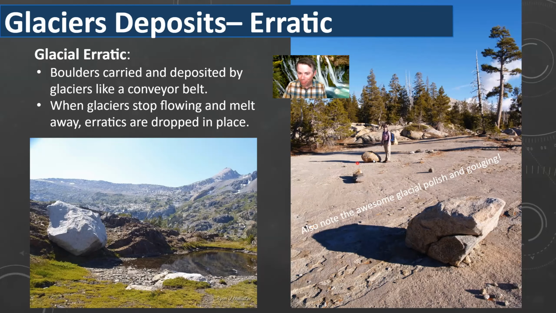And then if you have these big boulders that look like they're kind of out of place, these are what we call glacial erratics. These are boulders that were carried and deposited by glaciers like a conveyor belt. When those glaciers melted and stopped flowing, the big rocks they were carrying just boop, sat down on the ground. In some places in the Sierra it's really obvious, because you have big white granite boulders sitting next to metamorphic rocks, and you're like, well, how did that get here? The nearest granite's a mile away. Well, it hitched a ride on a glacier, and when the glacier melted, there it dropped. So it's pretty cool. And notice there's also some glacial polish and glacial gouging and all that nice stuff.